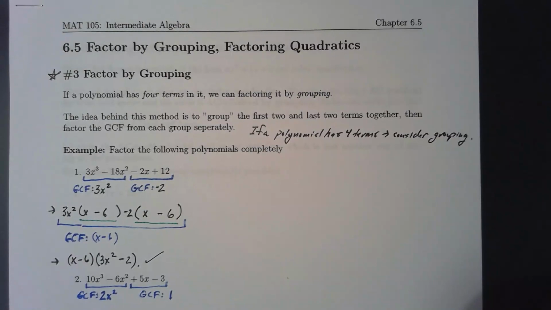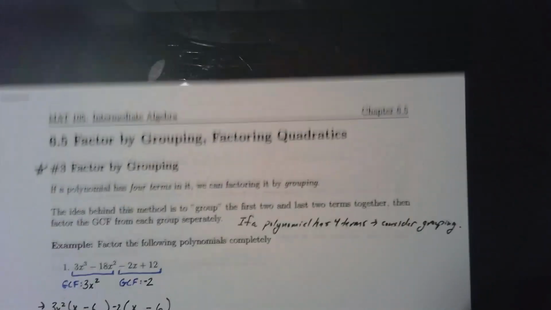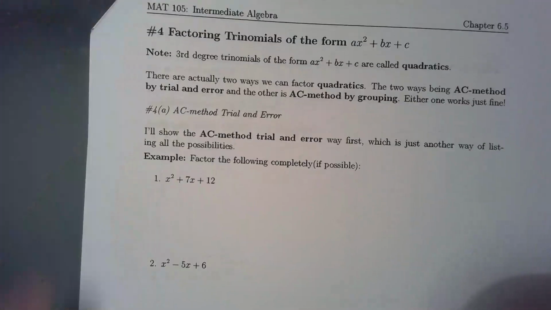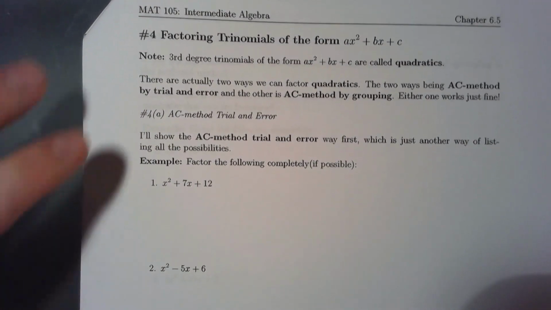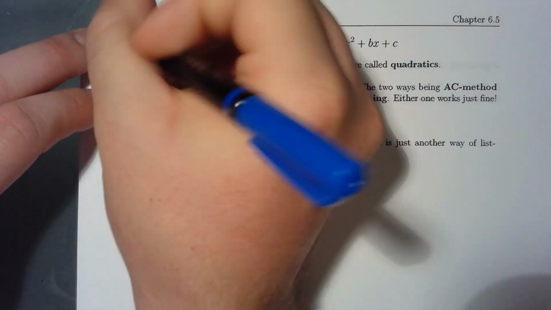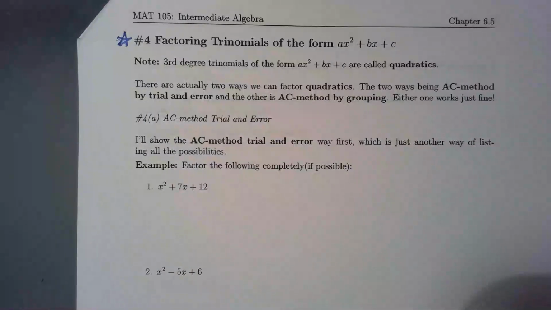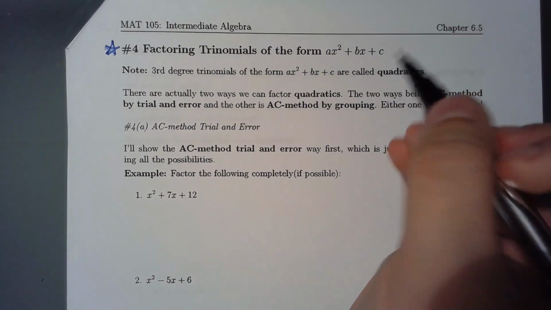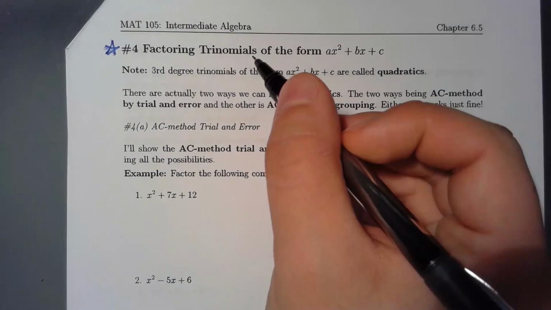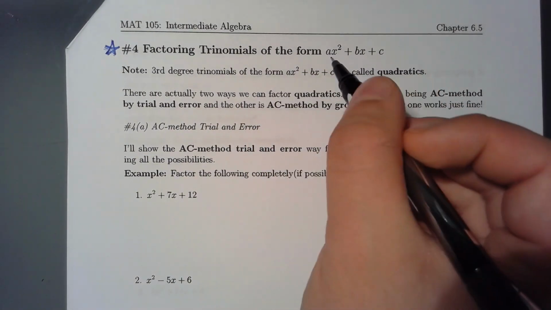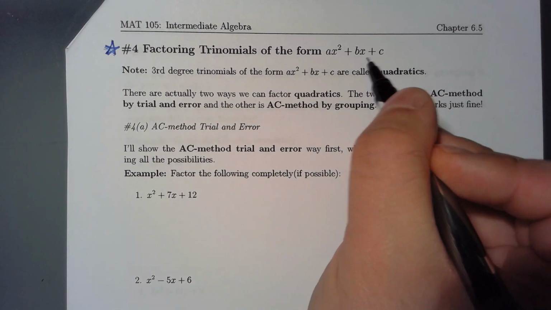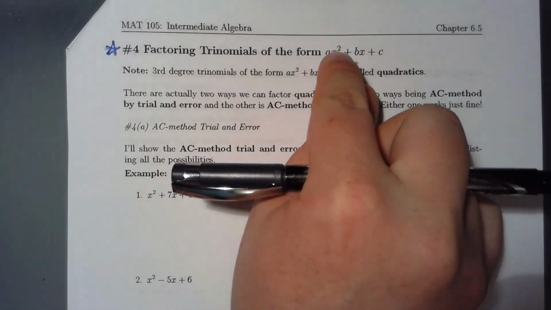Okay, so what we're going to do now is look at another very important technique. And this technique actually has 2 different ways. And this is very important. I can't stress that enough. So we're going to look at factoring trinomials. Remember, a trinomial is a 3-term polynomial. This has 3 terms. But it's a specific trinomial. It takes this form. It's a trinomial with a degree of 2.